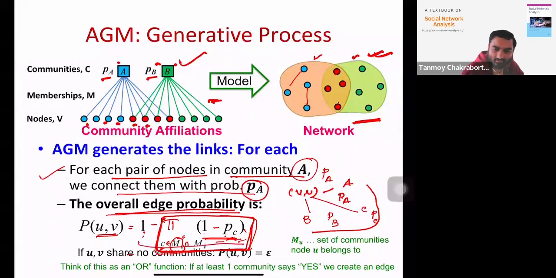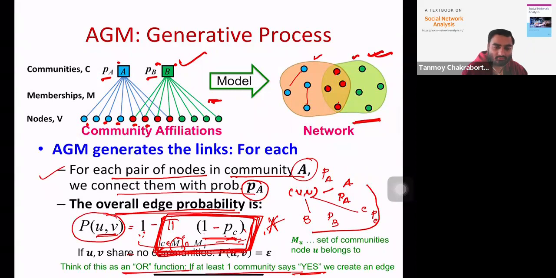This is the same as an OR function. The right side probability says that I am not connecting U and V, although they share communities. When I say one minus this, it says that I am connecting U and V because they share at least one community. If at least one community is yes, then we create an edge. Now, think about this formula. This is very crucial. So now we know this probability P of UV.